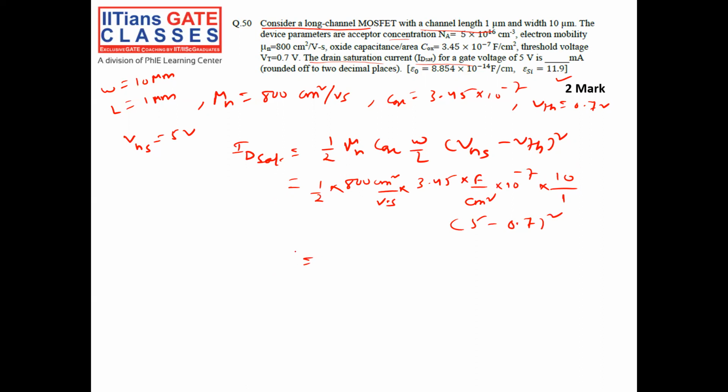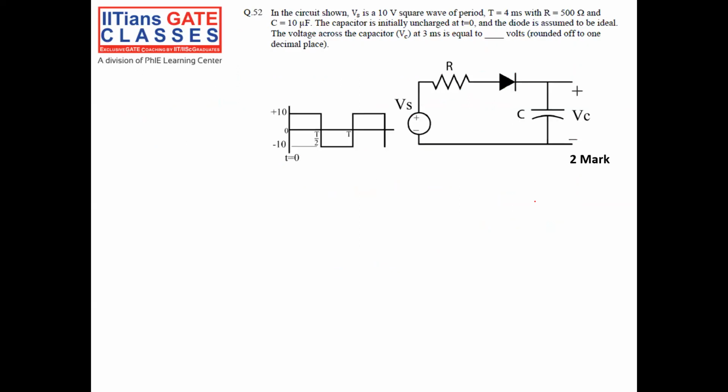So let's use the calculator. 0.5 into 800 into 3.45 into 10 power of minus 7 into 10 into (5 minus 0.7) that is 4.3 square. So I got 25.5 milliampere. This is a straightforward question, so no need to bother. Let's see the next question.